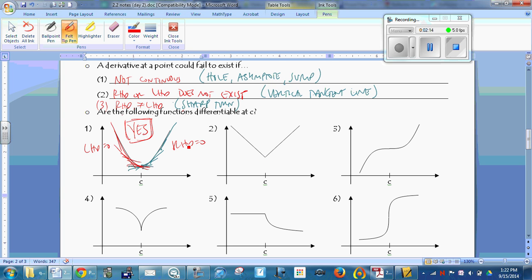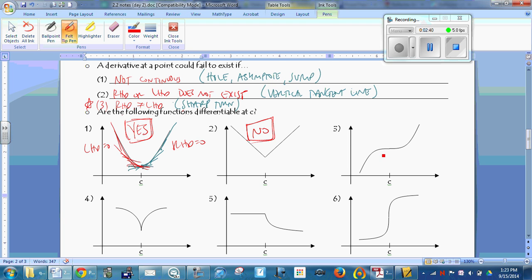But the difference between these is that it's not gradually getting to be the same at c. It's always negative here, it's always positive here, it's not transitioning, it's not going to be 0 at this point. Here we have a sharp turn. So this is where the right-hand derivative and left-hand derivative are not equal to each other. So this one is not differentiable at c.